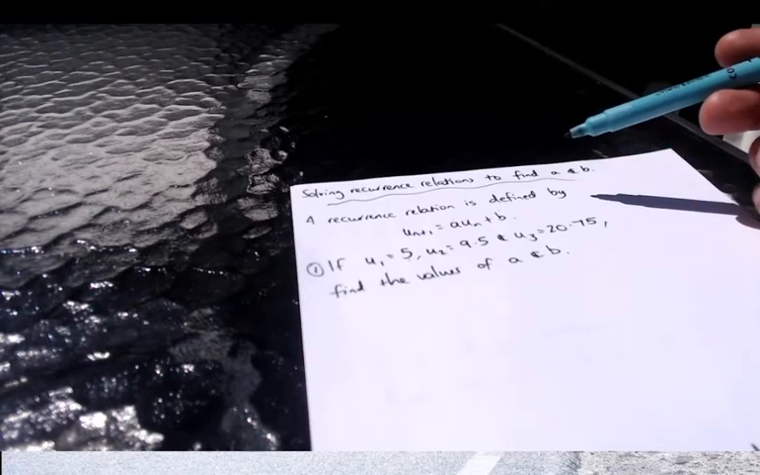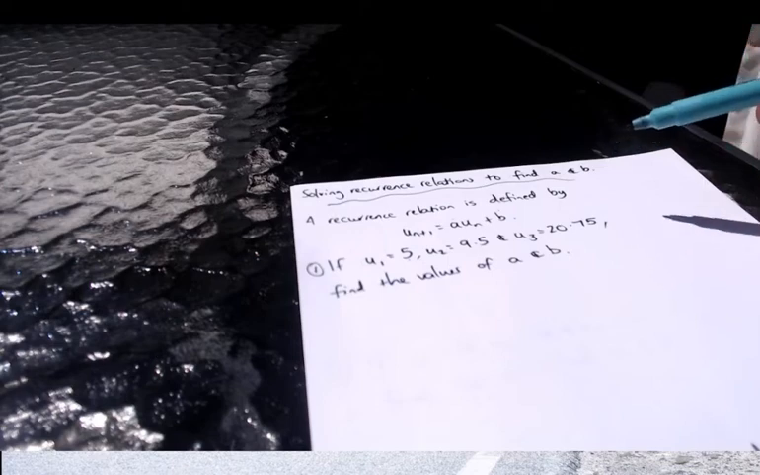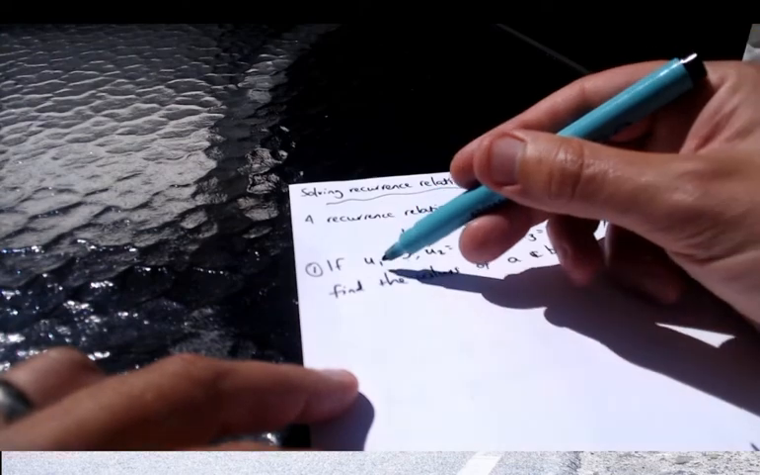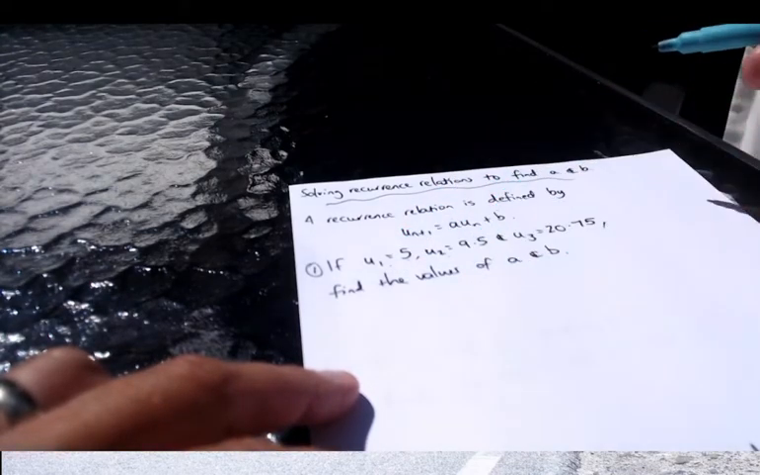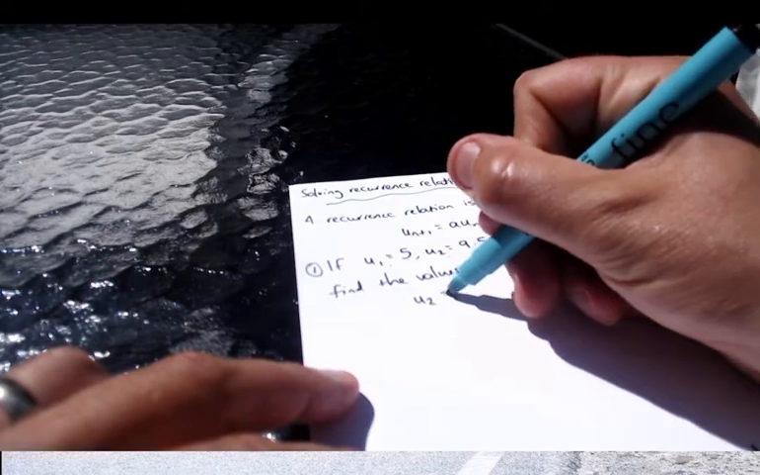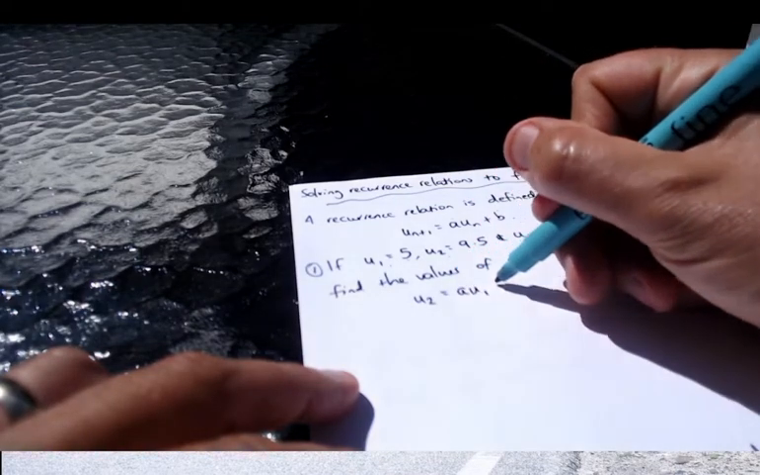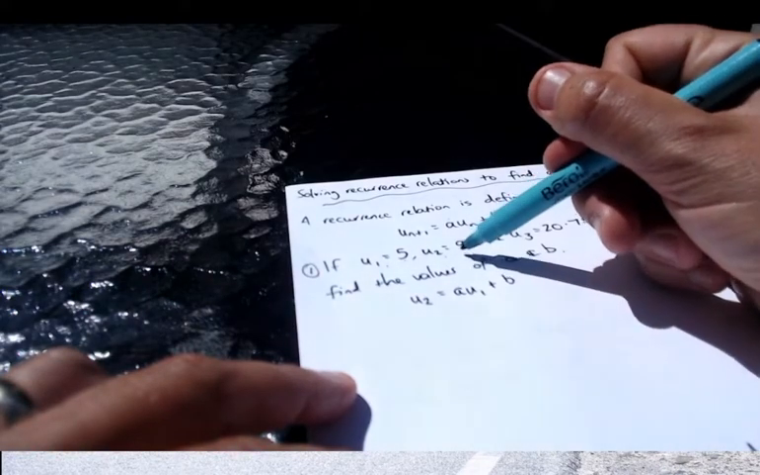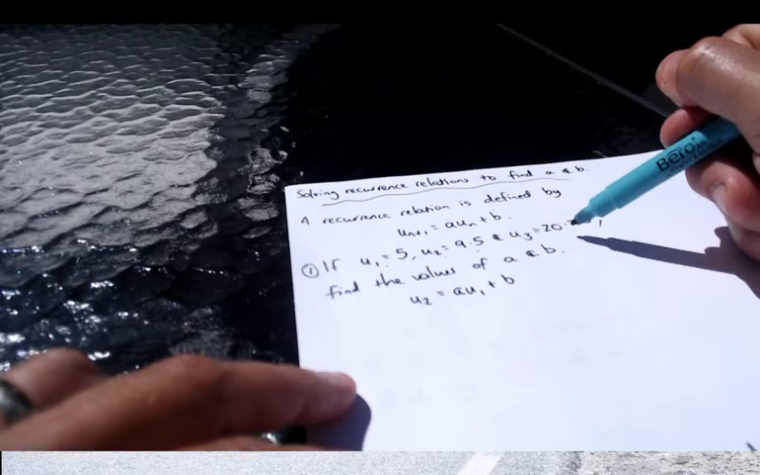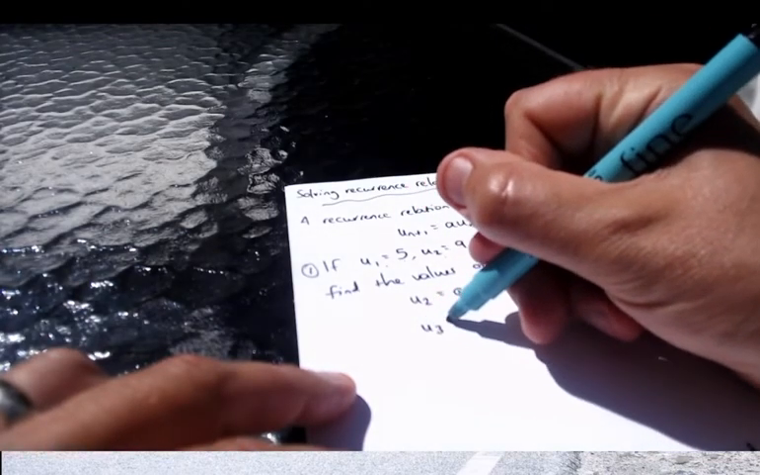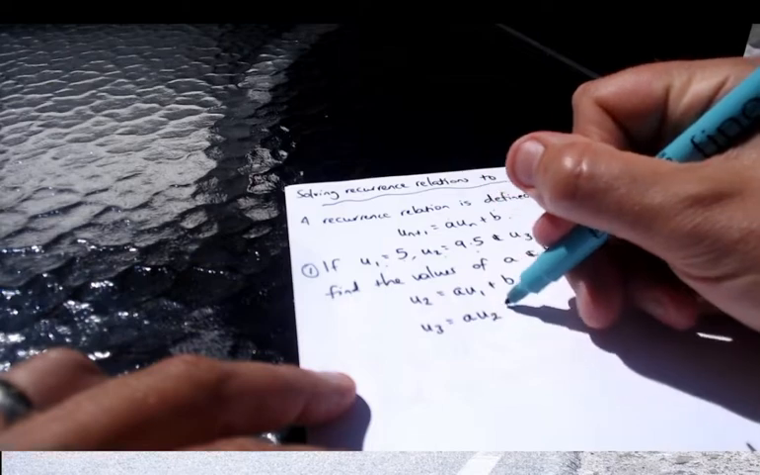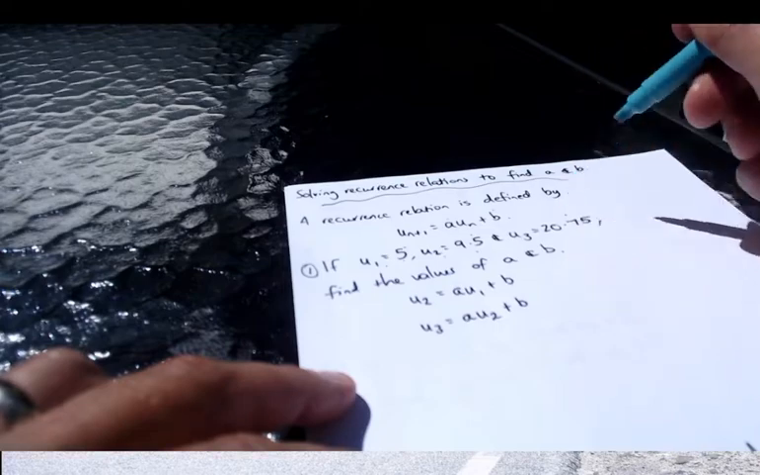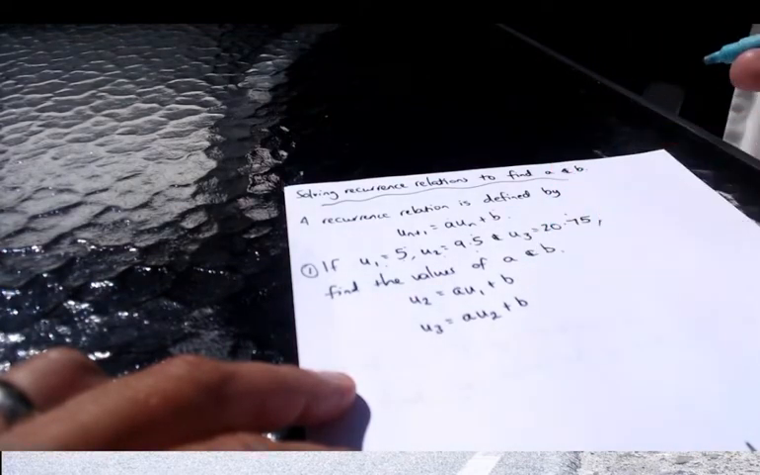Now, I've stressed many times on this topic that we use the last answer to get the next answer. So in this recurrence relation, we would use the answer to u1 to get the answer to u2. And also, we would then use the answer to u2 to get the answer to u3. So u3 would equal a times u2 plus b. Now, if I pop these numbers into these 2 equations, look at what we get.